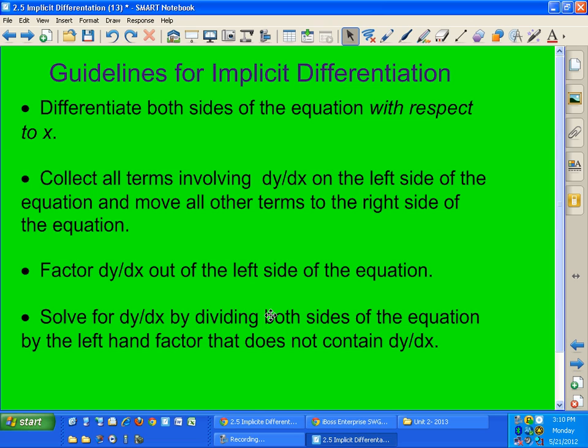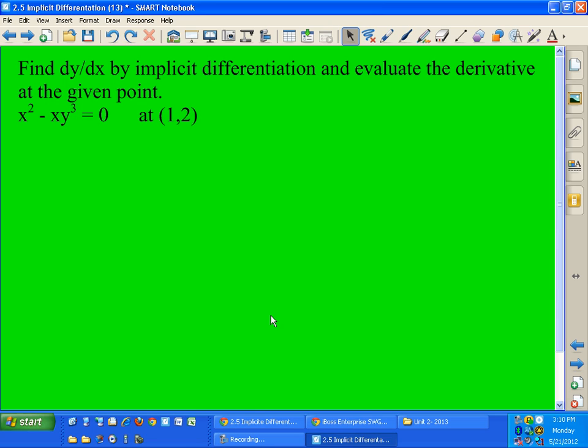So here's another example. I have x squared minus xy cubed equals 0, and we're going to find out what's happening at the point 1, 2. Basically, we're finding the slope at this point. If I take the derivative of this function, x squared is going to be 2x. Now again, chain rule. If I take the derivative of the first term, the negative x here, I get negative 1, and that gets multiplied by the function that's there.